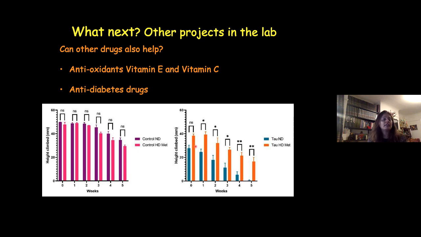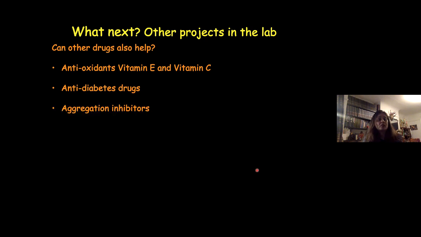But if you feed them this anti-diabetic drug, very common anti-diabetic drug, metformin, there's a remarkable improvement in their climbing ability. It still declines, but at every time point, metformin-fed flies are improving far more than non-metformin-fed tau flies. And so we're very happy about that, and we're currently writing that up.